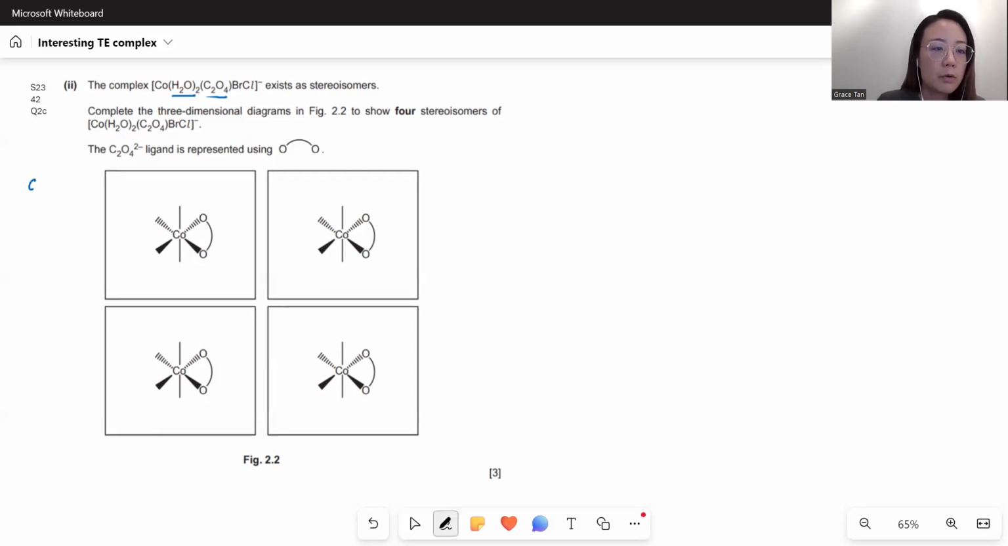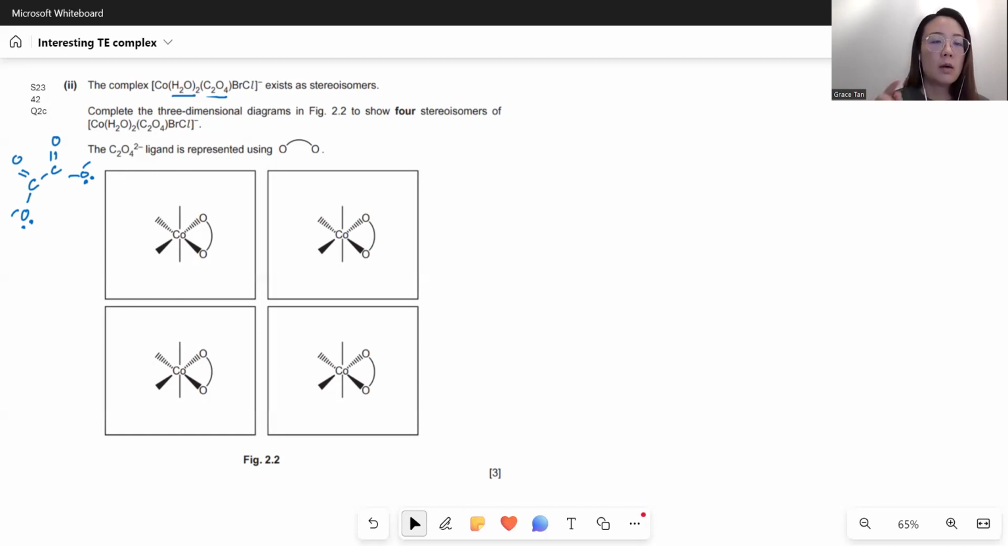So let me draw for you here. This is your oxalate ion, and this is your bidentate. You can see these are the 2 oxygens that use these 2 lone pairs to clamp in the octahedral structure. So you have 2 water molecules and you have 1 oxalate ion, which is a bidentate, and then you have 1 bromine and 1 chlorine.